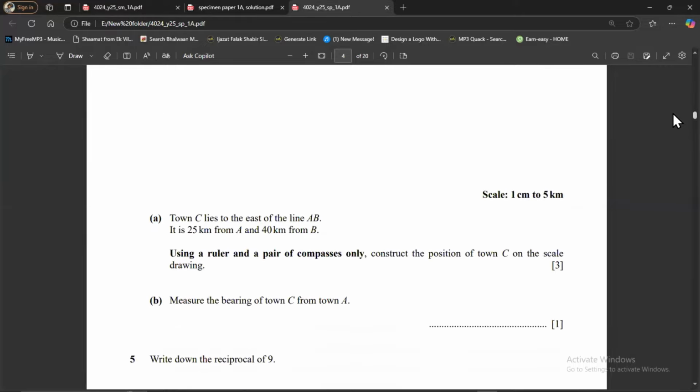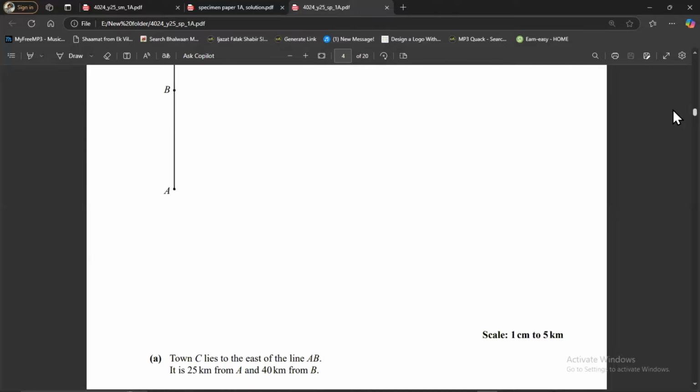Town C lies on the east of the line AB. It is 25 kilometer from A and 40 kilometer from B. So the distance of the C from A is 25 kilometers. So on the map, because 1 centimeter represents 5 kilometer, the 25 kilometer will be represented with a line of 5 centimeter. So what I will do, I will open my compass, 5 centimeter. I will put my compass on A, and I will draw an arc on this east side of the AB line.